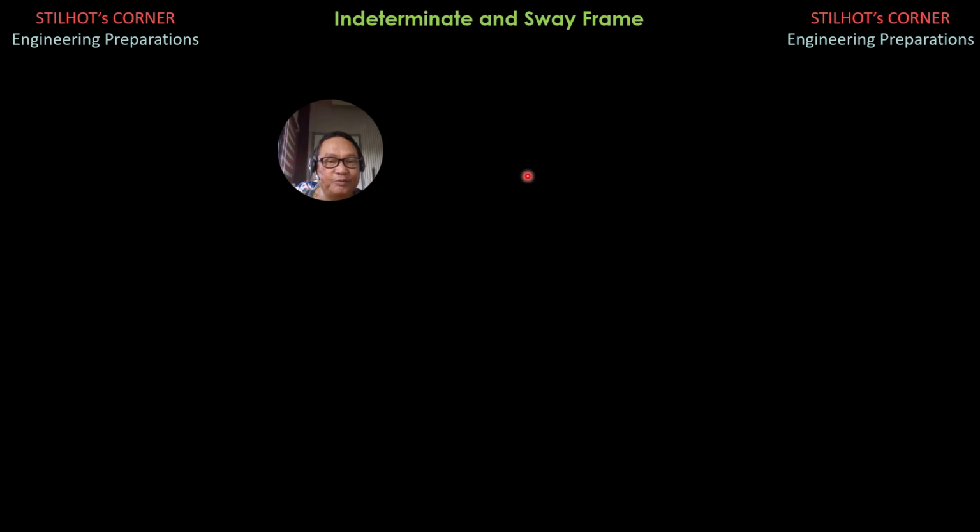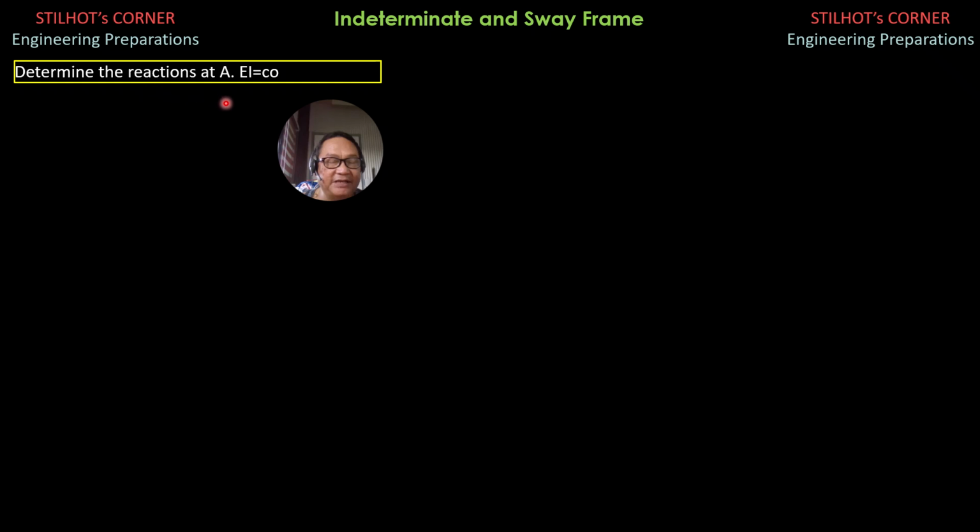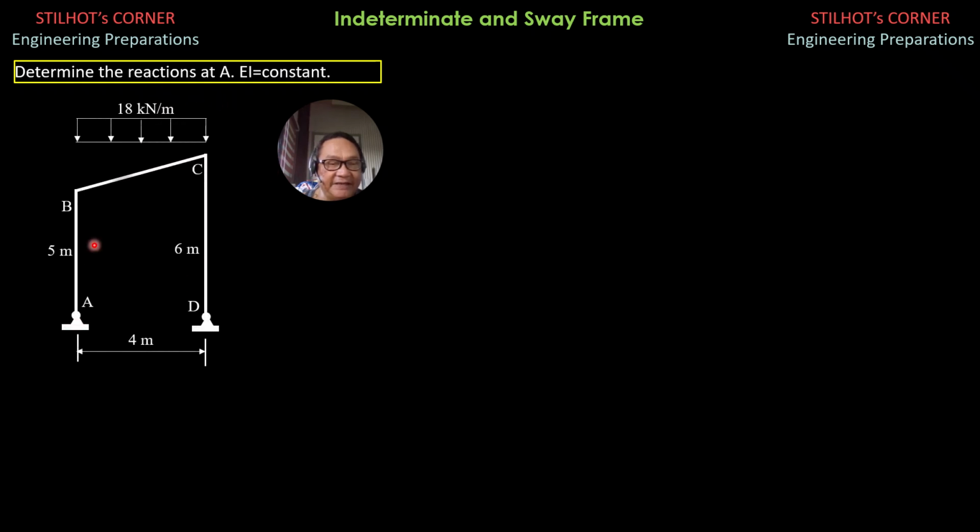I present two methods. The first one is by least torque, which is the shorter way, and the other one is by slope deflection equations. So determine the reactions at A if EI is constant. So this is the given frame. It has side sway, particularly in AB and CD, and I will explain why BC has no side sway.